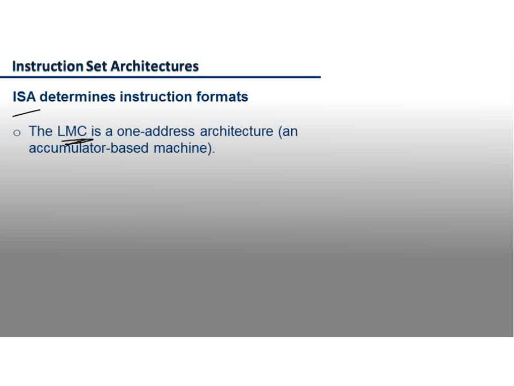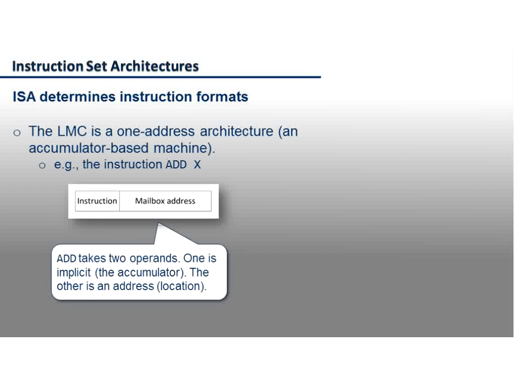One of them is the Little Man computer, which is a one-address architecture. We talked about the Little Man computer. Do you remember it? Why is it called one address? Because you have the instruction on one hand, and you have the actual address on the other hand. So you only have one address, which is why we call it a one-address architecture machine.